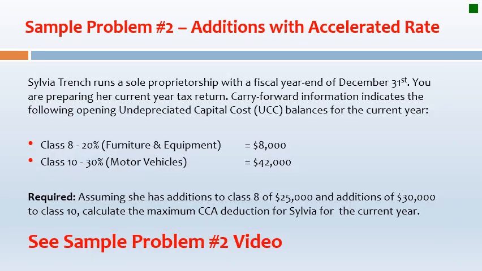Here's the next sample problem I'll walk through. Again, we've got a sole proprietor with a similar year end. They have some carry forward balances, but in this problem, we're going to have additions to class 8, and we're going to have additions to class 10. We'll go ahead and calculate the CCA deduction for this taxpayer in the sample problem number 2 video. Click the link.